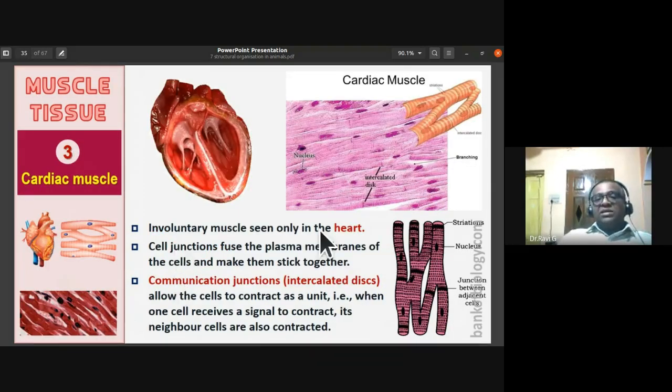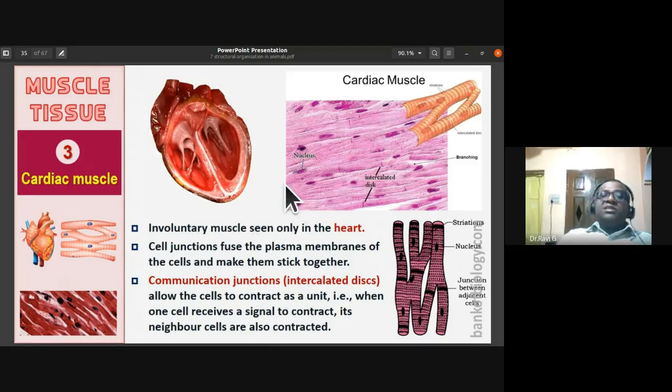Now the cardiac muscles. The cardiac muscles are seen in the heart. I've already told you that cell junctions fuse the plasma membrane of the cells and make them stick together. The communication junctions between adjacent cardiac cells are the intercalated discs. They allow the cells to contract as a unit. When one cell receives a signal to contract, its neighbor cells also contract.